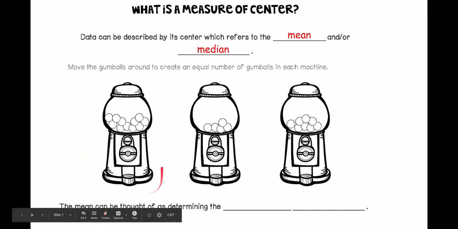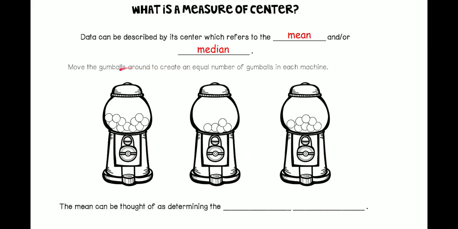We're going to take a look at this example. Pretend you own 3 gumball machines and you put them all over the school campus, in different places. By the end of the day, you want to make sure that each of the machines has the same amount of gumballs. You don't want one machine to be completely full while another one is nearly empty. So at the end of the day, you want to even out the number of gumballs. What's the way we can do that? How can we move the gumballs around to create an equal number of gumballs in the machines?